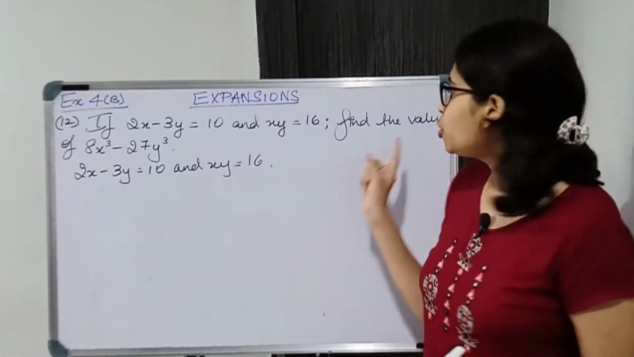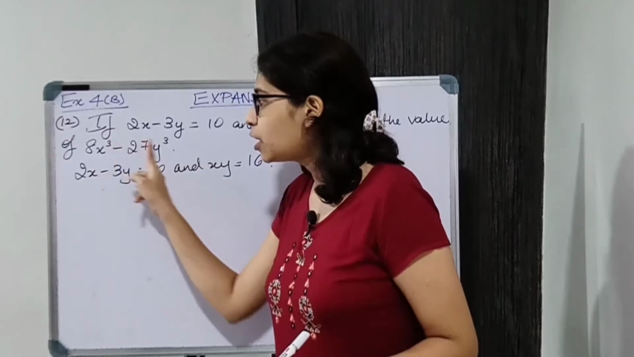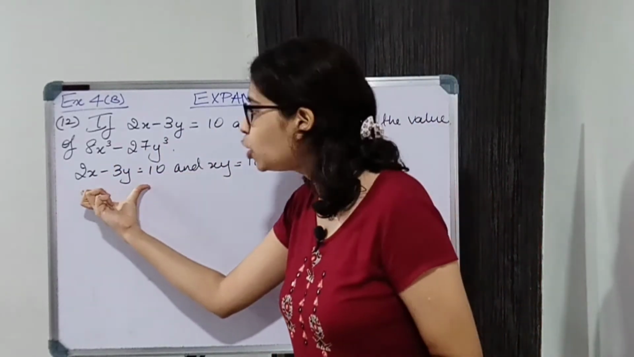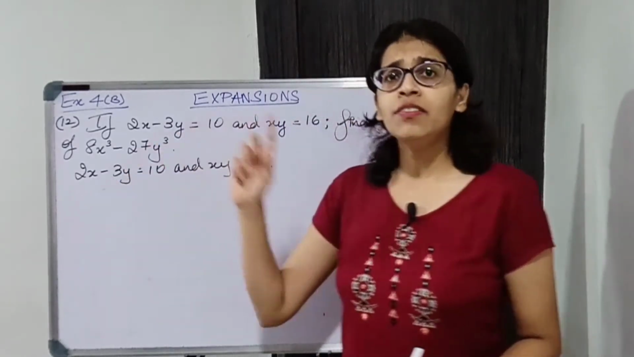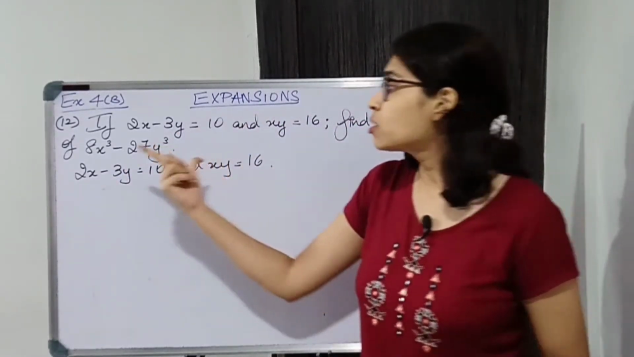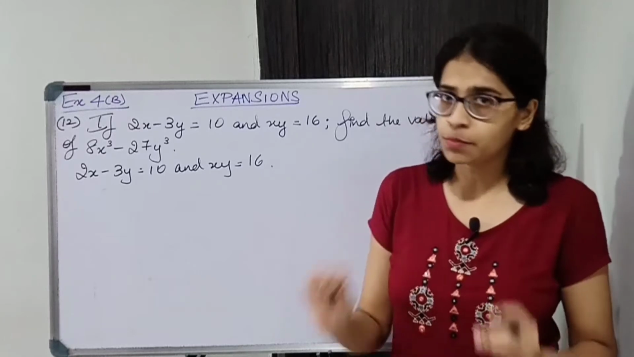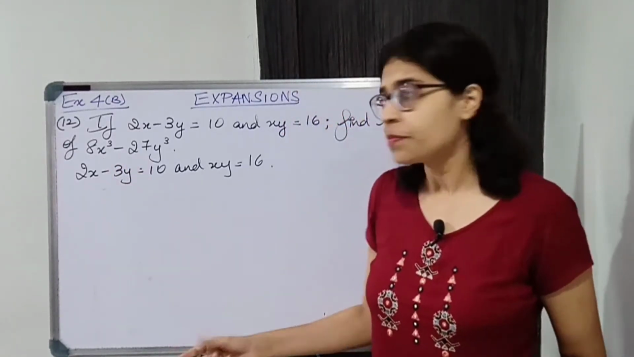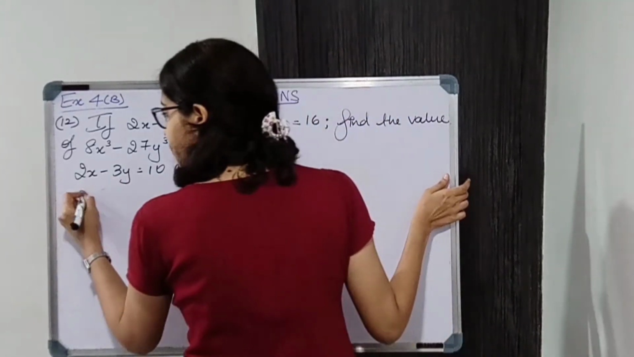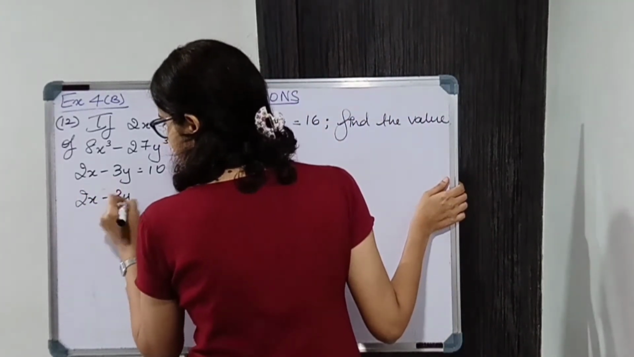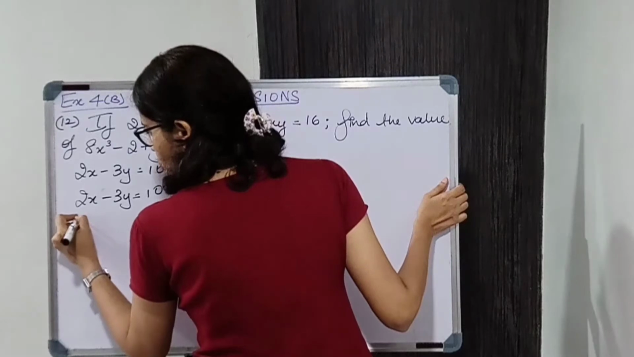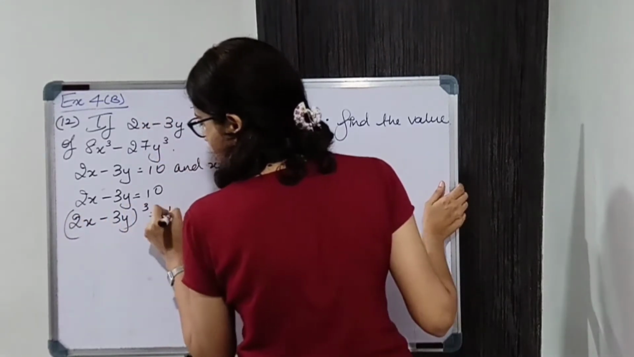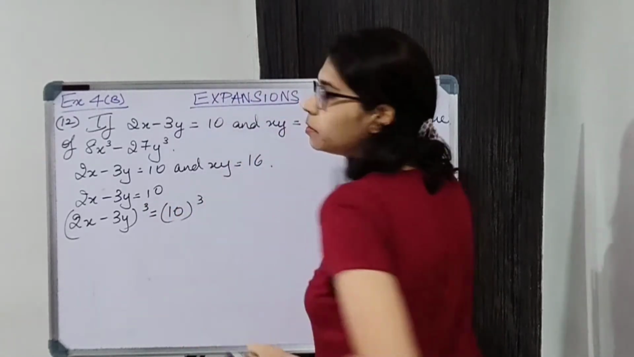Now students, in the find part there is cube. So if there is cube, we'll cube this on both the sides. If there was square, I would square it on both the sides. Simple. So there is cube, so हम लोग cube कर देते हैं. So consider this. 2x minus 3y is equal to 10. So (2x minus 3y) whole cube is equal to 10 whole cube.